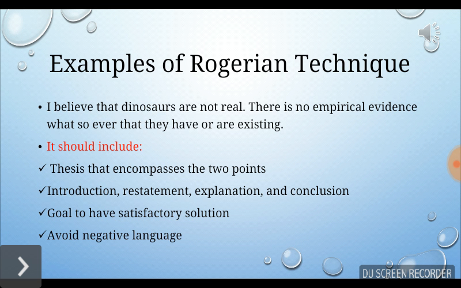Rogerian technique should include a thesis that encompasses the two points: an introduction, a restatement, an explanation, and a conclusion. The goal of this technique is to have a satisfactory resolution. But the most important part would be to avoid negative language.